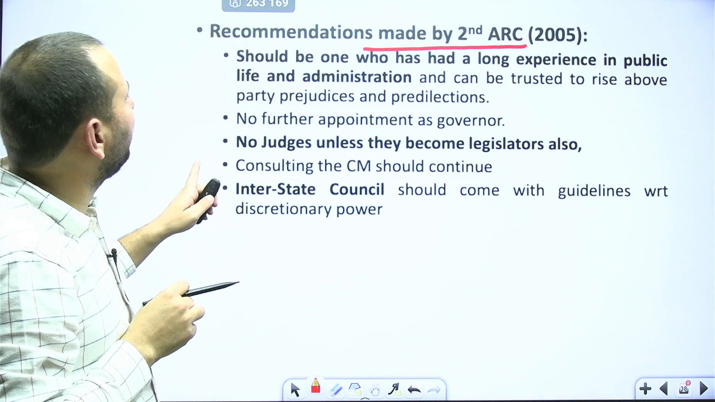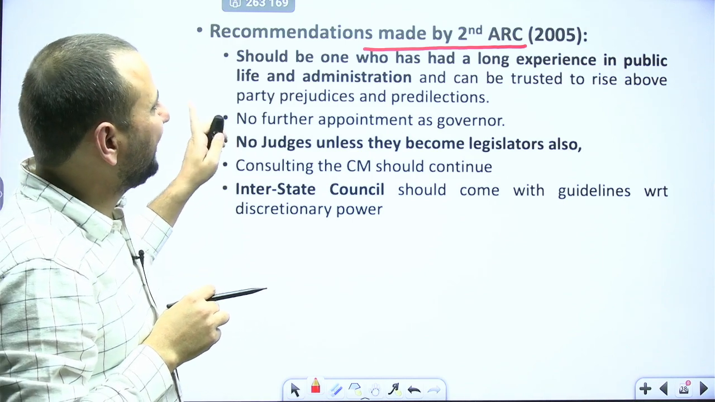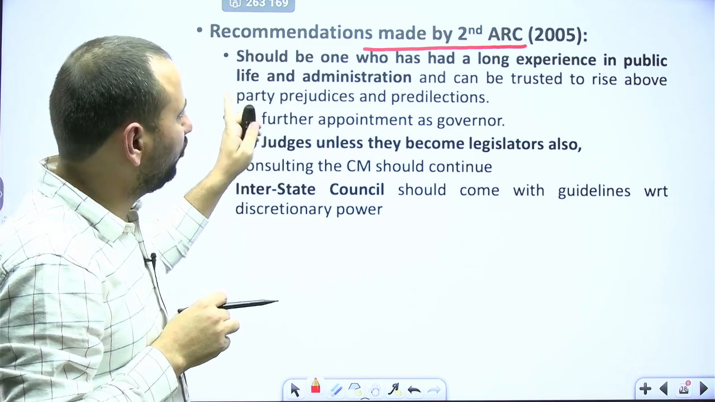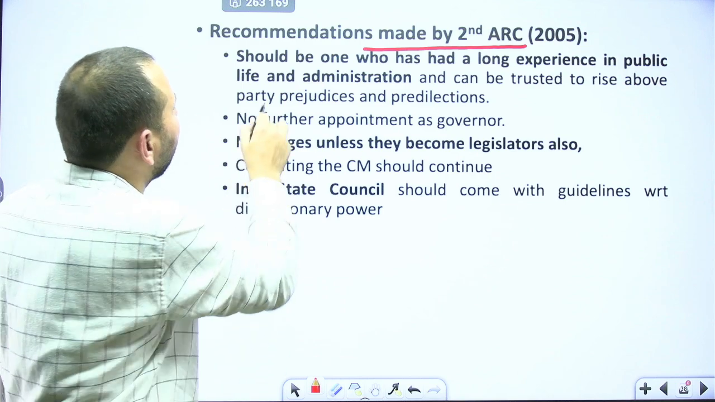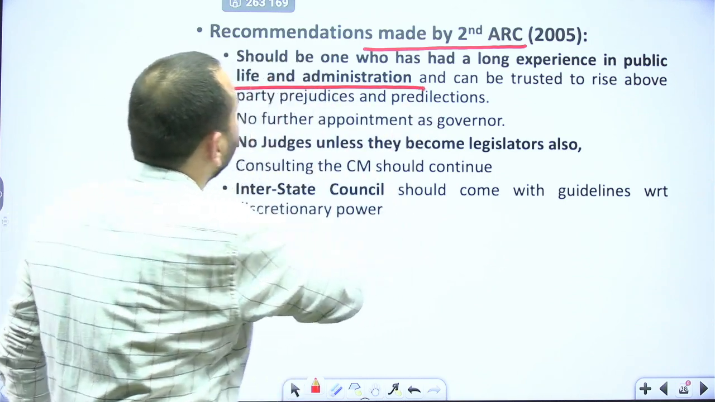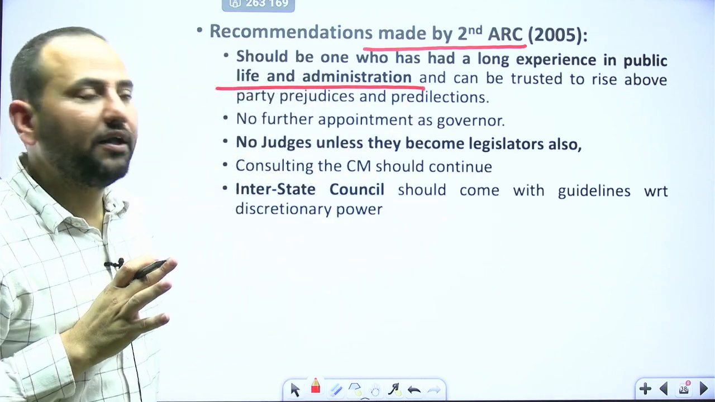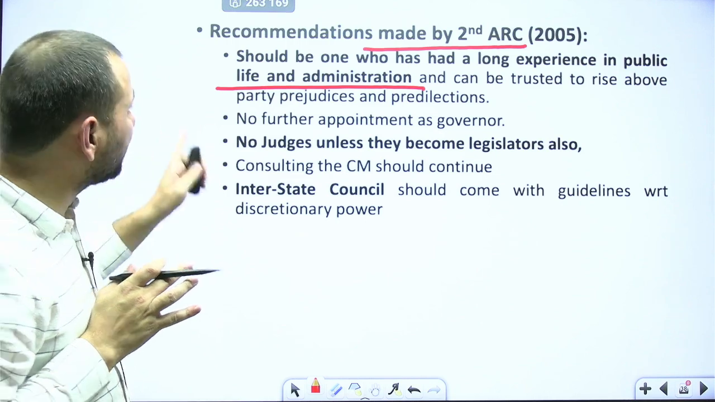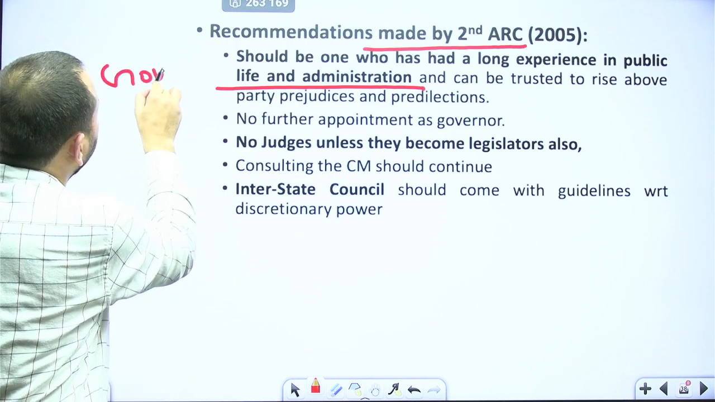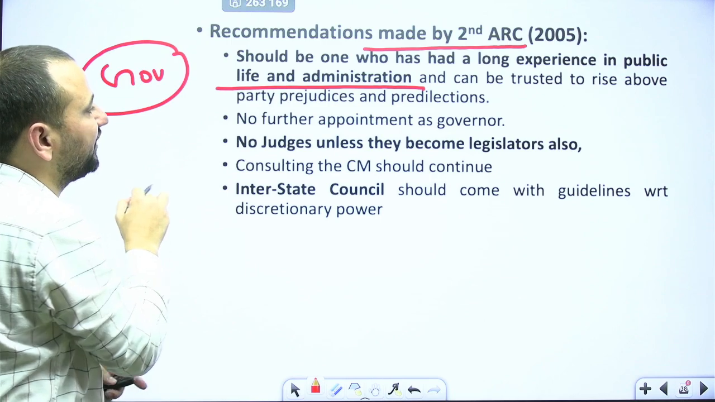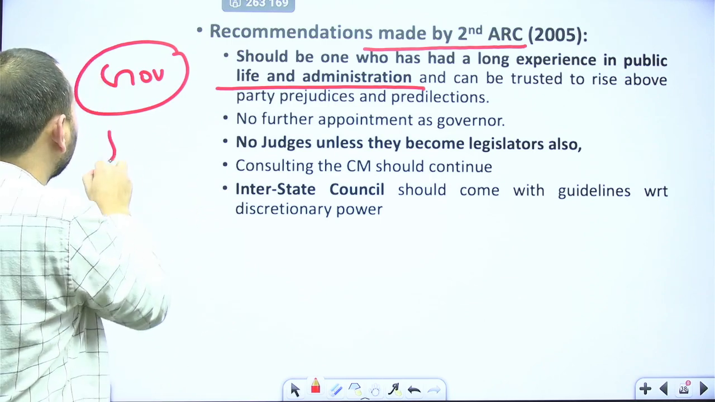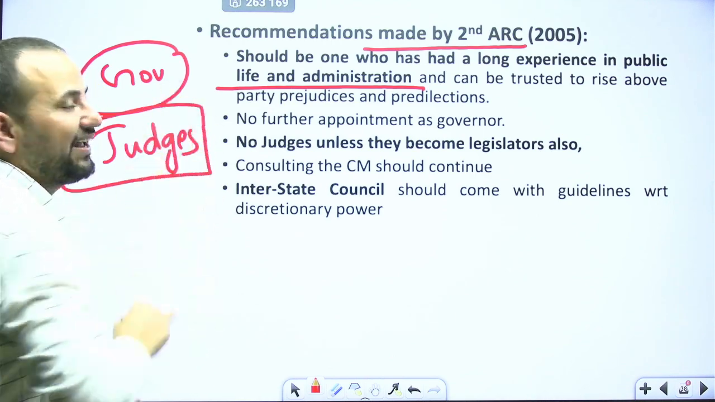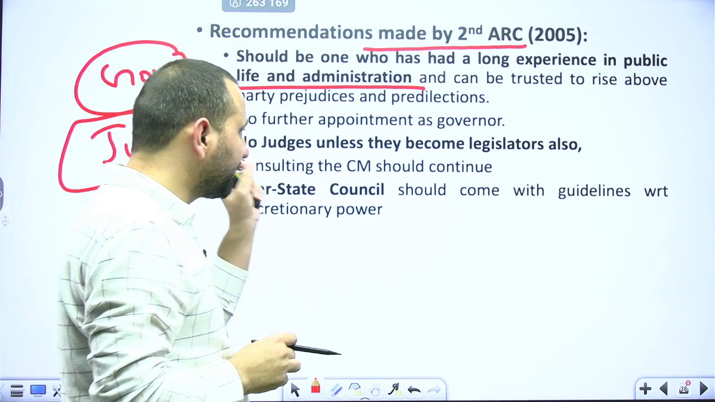It clearly specified that whenever we talk about the appointment of a governor, the person should have long experience of public life and administration, and should be appointed not on the basis of political background. It also specified that a person who becomes a governor should not be appointed again as a governor, and no judges should come here. This has also raised the issue of appointment of judges as governor.